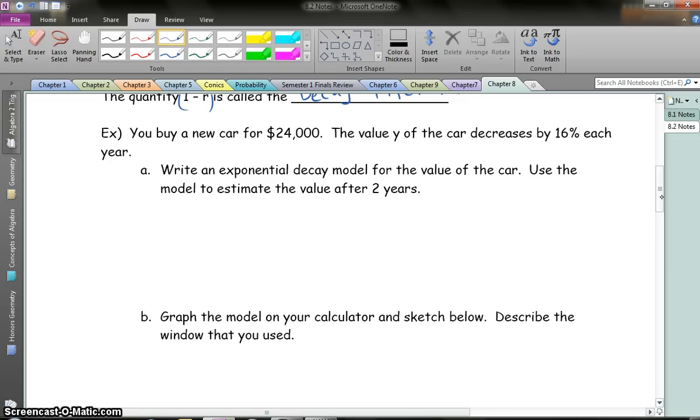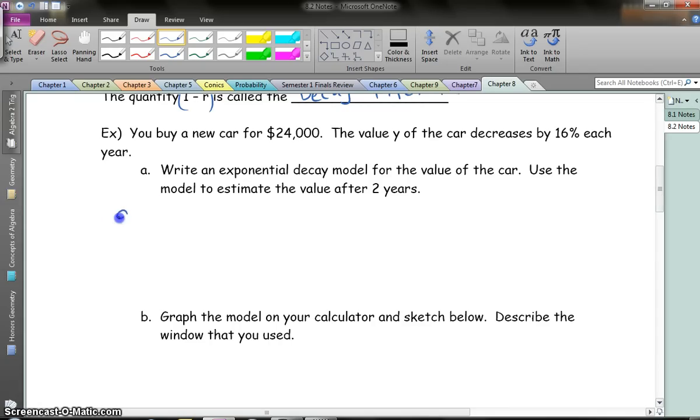We're going to focus a little bit more on the graphs and the calculator today, since it's a lot of the same topics. So you buy a new car for $24,000. That's a nice car. The value Y of the car decreased by 16% each year. Cars actually depreciate in value quite quickly. Write an exponential decay model for the value of the car. Use the model to estimate the value after 2 years.